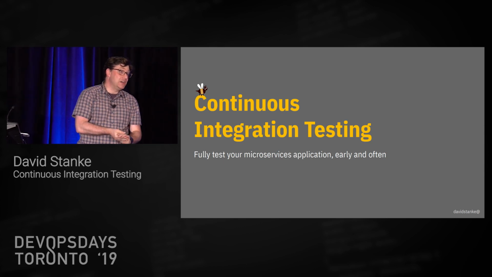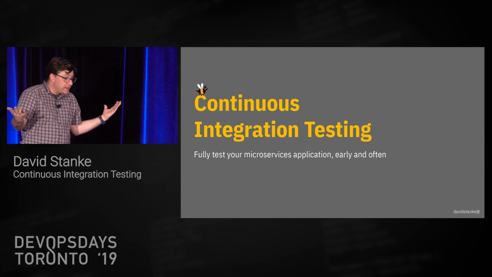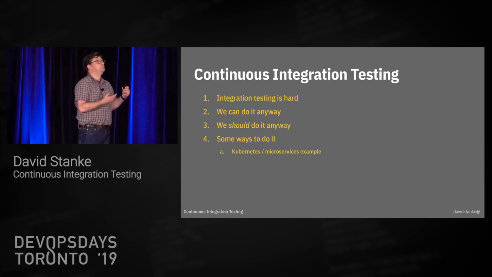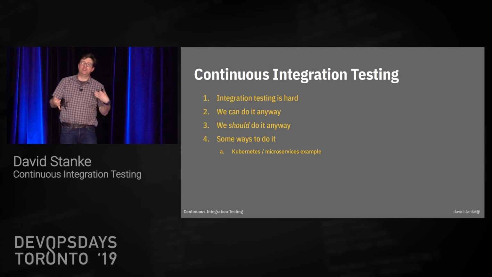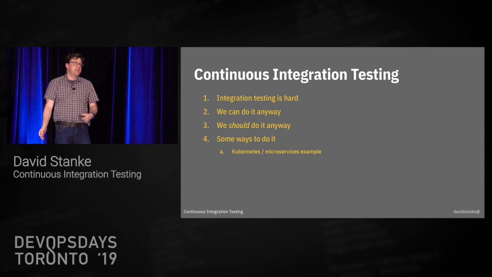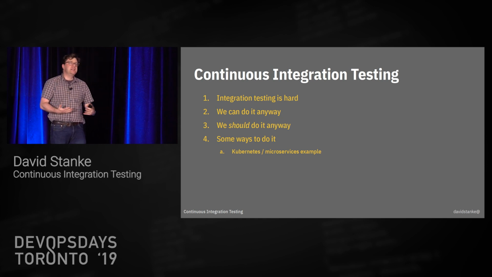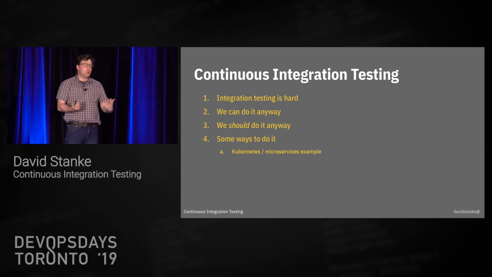This talk's not about Istio, but it is kind of Kubernetes-ish, and it's about testing, and hopefully you'll find it interesting. One, integration testing is hard, but we can do it anyway, and we should do it anyway, or at least we should consider doing it. And I'm going to show you a few ways that it can be done. This is within a Kubernetes microservices context, but the techniques should apply to anything that is a multi-component application.